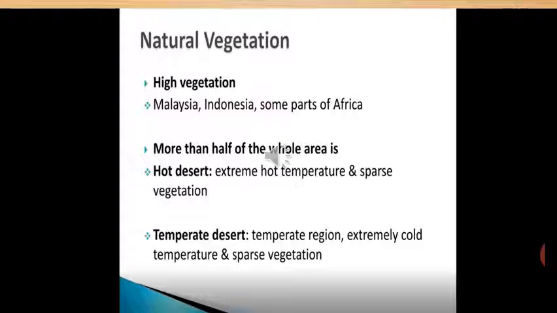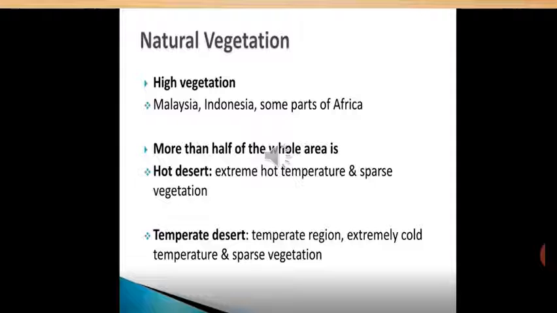Yes, here again, when I talk about the natural vegetation in the Muslim world, the highest vegetation in the Muslim world is present in Malaysia, Indonesia, and some parts of Africa. Apart from these three places, the Muslim world has very little vegetation, because more than half of the whole area is deserts. And there are different types of deserts there.